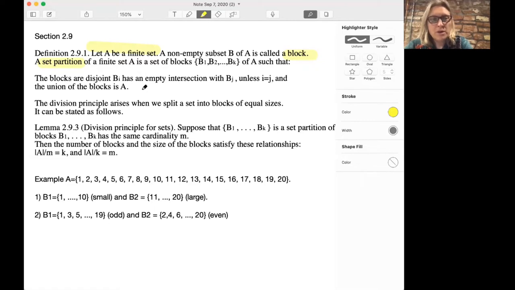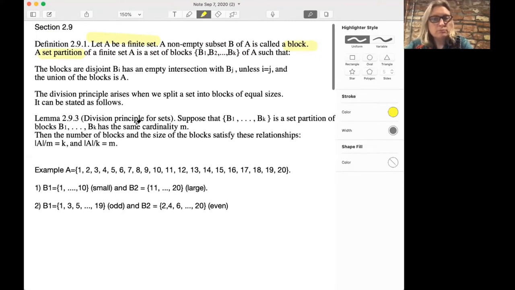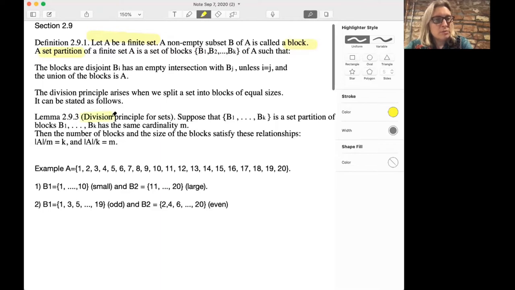So a set partition is just a fancy way of saying we're taking our set and chopping it up into subsets, and each subset has to have something in it, and everything in A has to be in one of those subsets. And so what the division principle says is that if you have a set partition into k blocks, and each block has the same cardinality, which means size, and that size is m, then the number of blocks is the size of A over m, and the size of the blocks is the number of things in A divided by k.